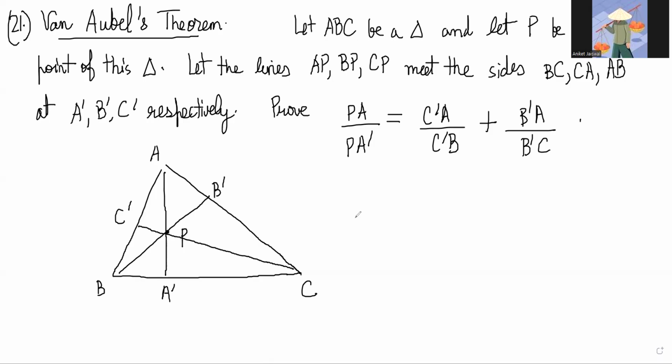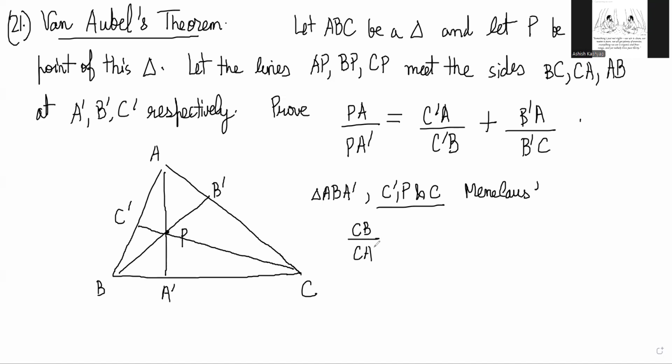I was thinking of using Menelaus theorem in triangle ABA dash, with the points C dash, P and C. Then Menelaus gives: CB by CA dash, multiplied by A dash P by PA, multiplied by AC dash by C dash B, is equal to 1. Okay. This is the result.